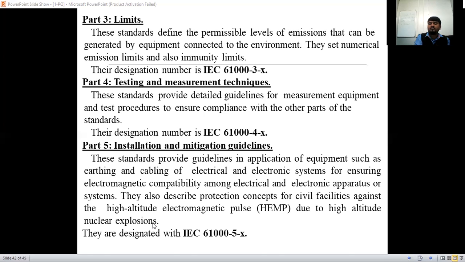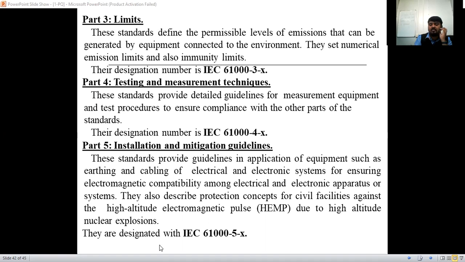For that reason, they tell us we have to provide protection against nuclear explosion and all those things. While doing the installation, if any problems are there, we have to mitigate them. So these IEC standards provide the guidelines for the installation as well as for protection purposes.